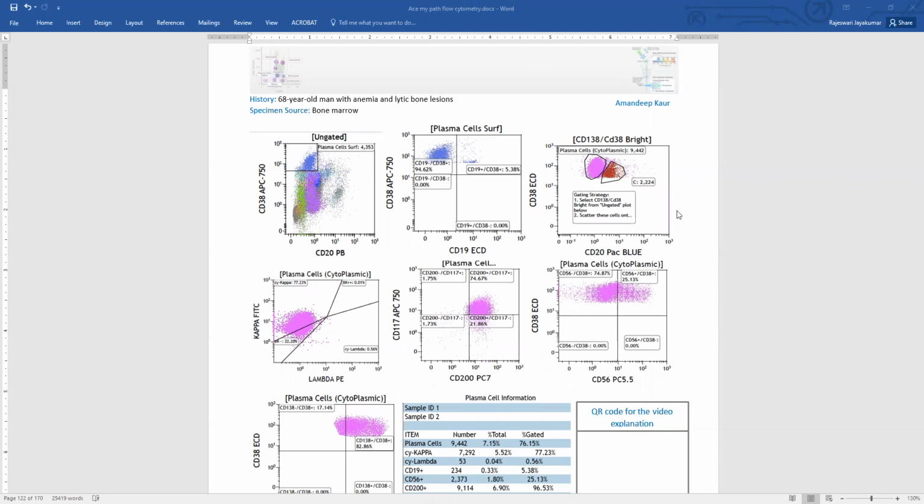So this is a plasma cell tube. Plasma cell tube is different from the other tubes, usually an add-on tube or a specific tube for certain cases, because in your regular B cell tube, we analyze for the surface kappa lambda light chains, but in the plasma cell tube, we analyze for cytoplasmic kappa lambda light chains, because if you remember, plasma cells do not express surface light chains. Their light chains are only seen in the cytoplasm.